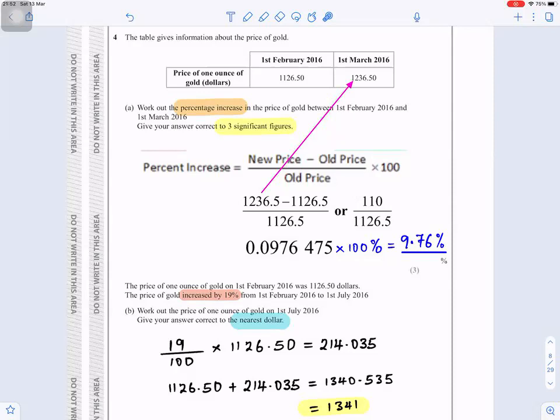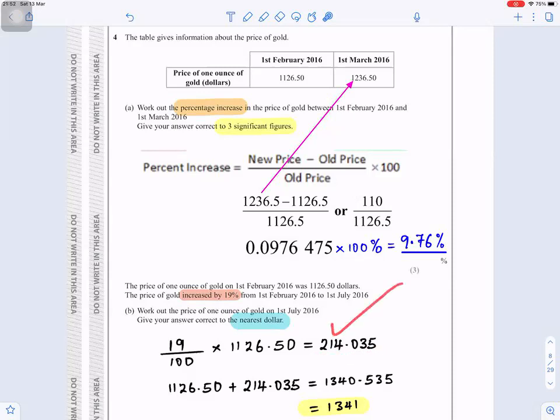Part B. The price of 1 ounce of gold on 1st February 2016 was $1,126.50. The price of gold increased by 19% from 1st February 2016 to 1st July 2016. Work out the price of 1 ounce of gold on 1st July 2016. Give your answer correct to the nearest dollar. It's increased by 19%. You can find the multiplier, or you find 19% of that amount, which is 19 divided by 100 times 1,126.50. It gives you 214.